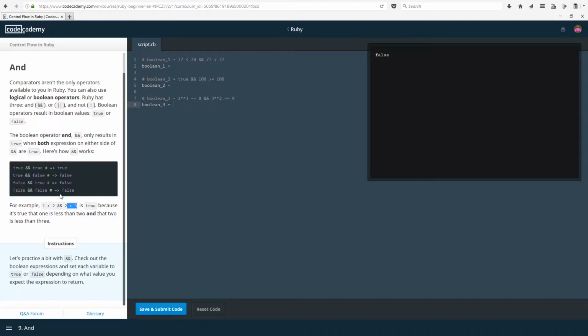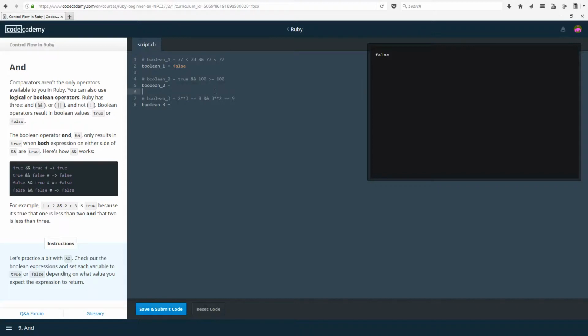Instructions. Let's practice a bit with AND. Check out the Boolean expressions and set each variable to true or false depending on what value you expect the expression to return. So we have 77 less than 78. That's true. 77 less than 77, well that's false. So because this side is false, it has to be false. And this side isn't true, though, well this side would be true if there was an equal to there, but because there isn't, it is false.